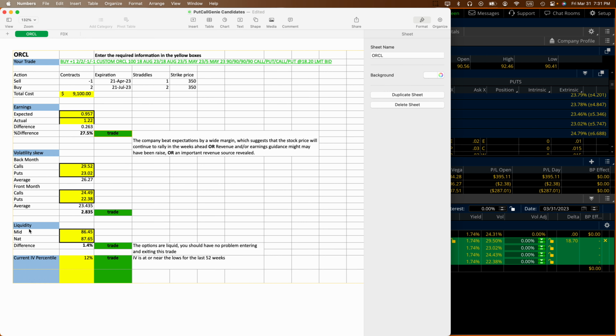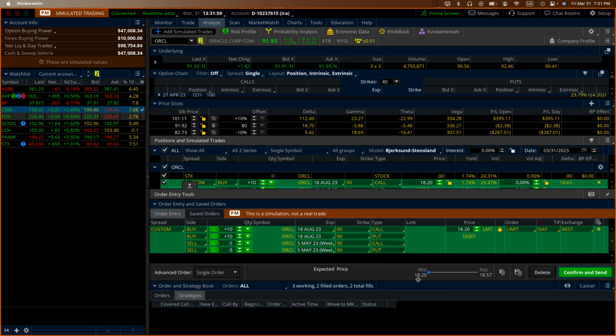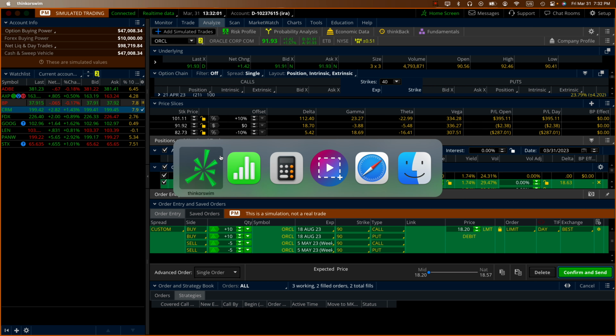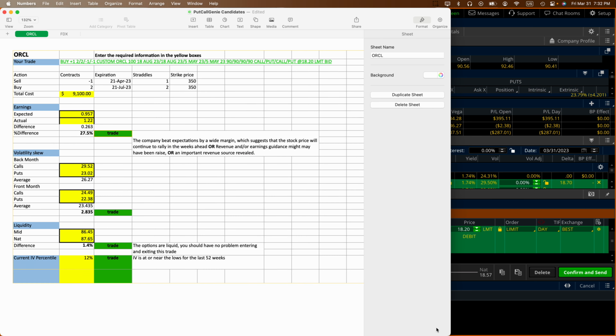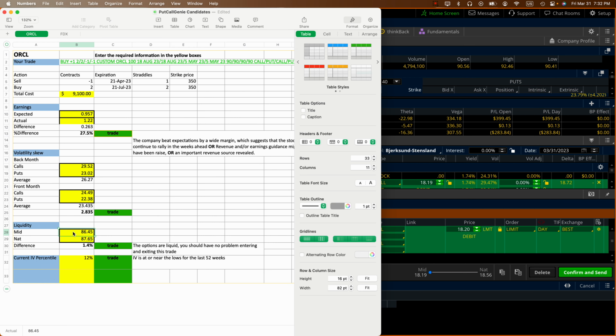All right, so now liquidity, that's easy to guesstimate. All you have to say is create duplicate, and you see the mid versus the natural. And that gives you an impression of how easy it is to get in and get out of the trade, and that's your liquidity. So I'm going to put here 18.20 versus 18.67. My difference is 2.5. If that was 3, too much. If it's 2.5, that's fine.